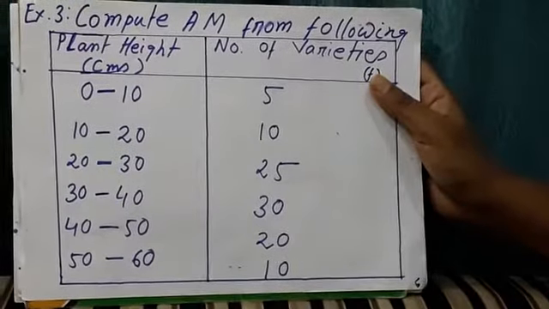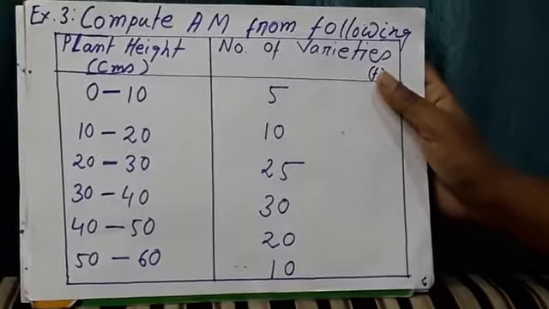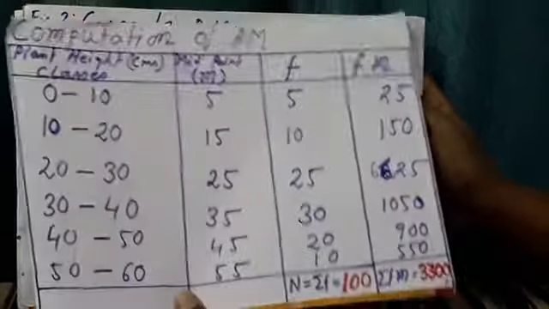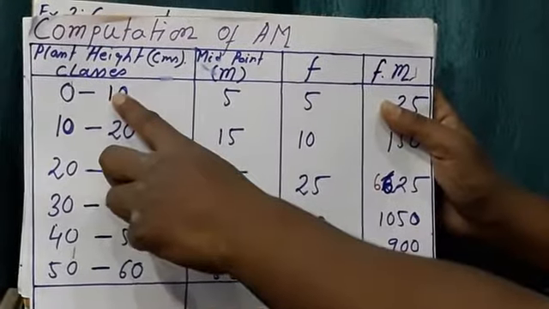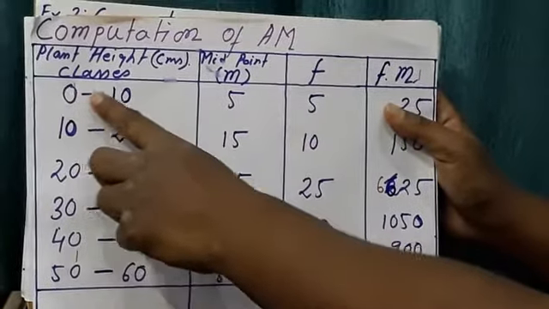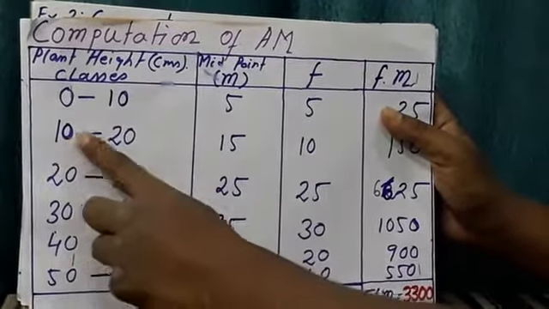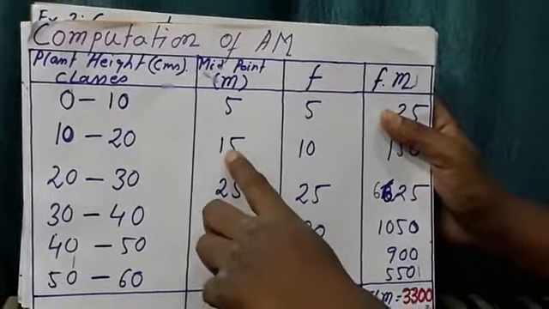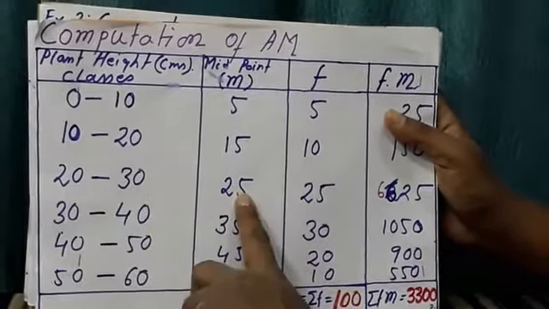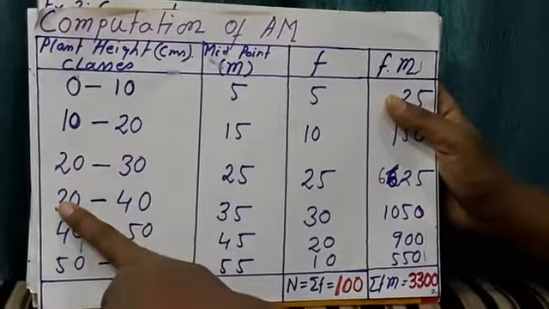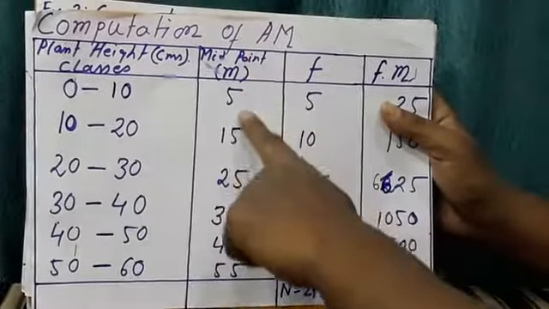How to get the mid value? As we know, mid value can be obtained by summing up the lower limit and upper limit divided by 2. This is 0, 10. This is 0 plus 10 by 2, this is 5. 10 plus 20 by 2 is what? 15. 20 plus 30 is 50. 50 by 2 is 25. Similarly, if we add 30 plus 40, 70. 70 by 2, 35. In this way, we have got the midpoint.